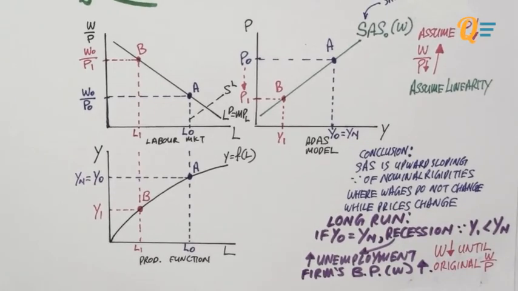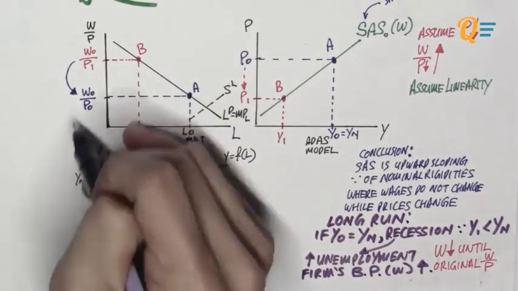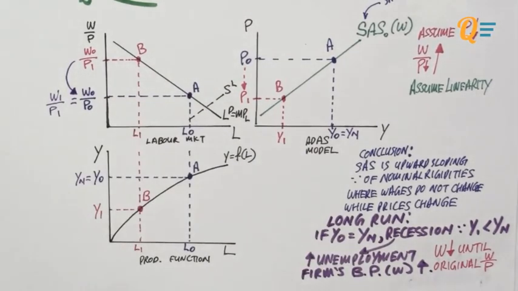So let's go back to the three graphs and see what's going to happen. Look at the labor market. Your real wage is going to fall back to its original level, so W1 over P1 is still the same price level.